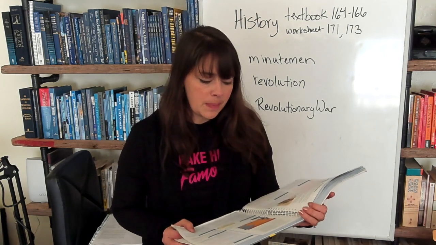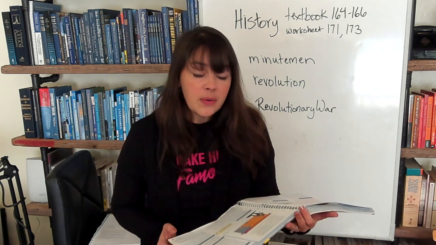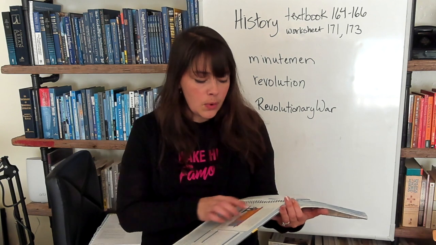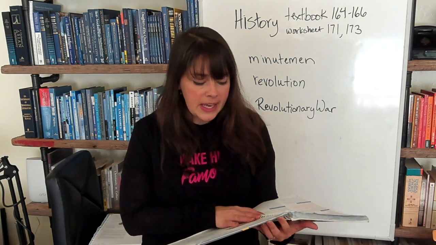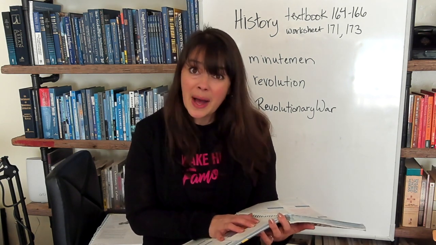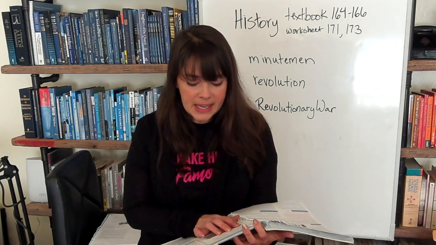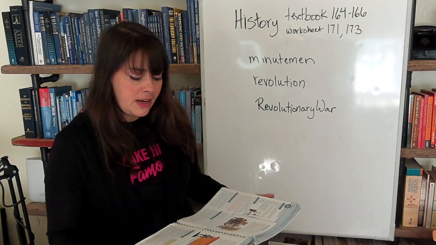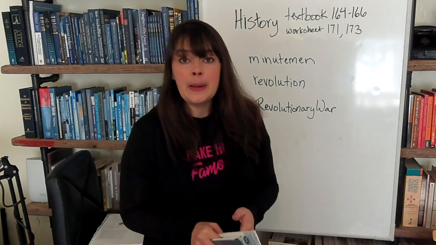A silversmith from Boston named Paul Revere found out about the soldiers' plans. He jumped on his horse and he rode towards Concord. All along the way, he warned other colonists, "The British are coming!" Young men called Minutemen took up their guns. Minutemen were ready to fight at any minute.